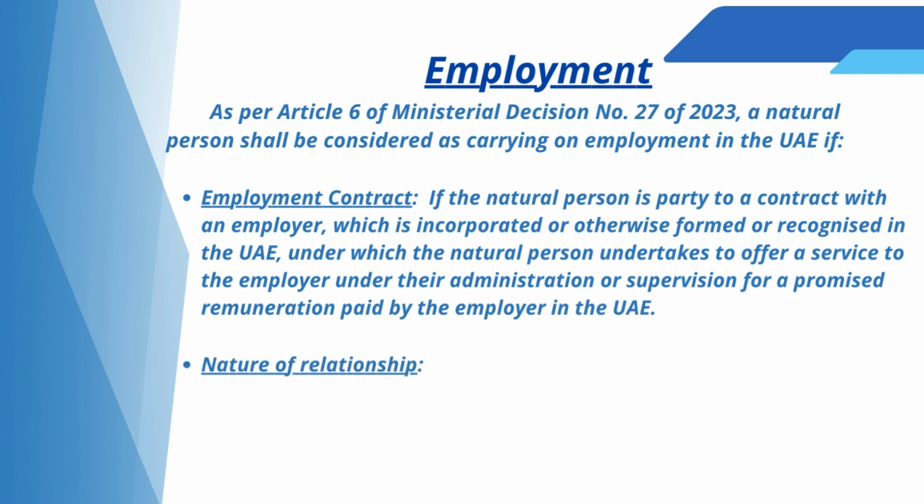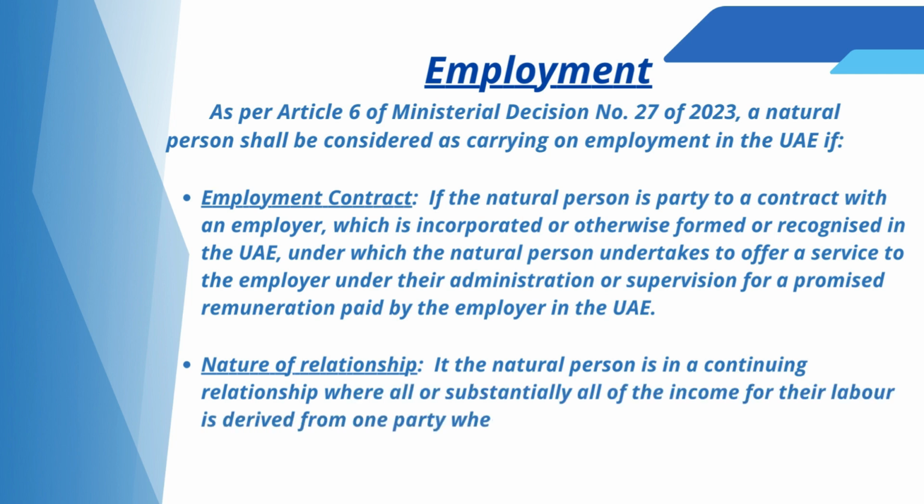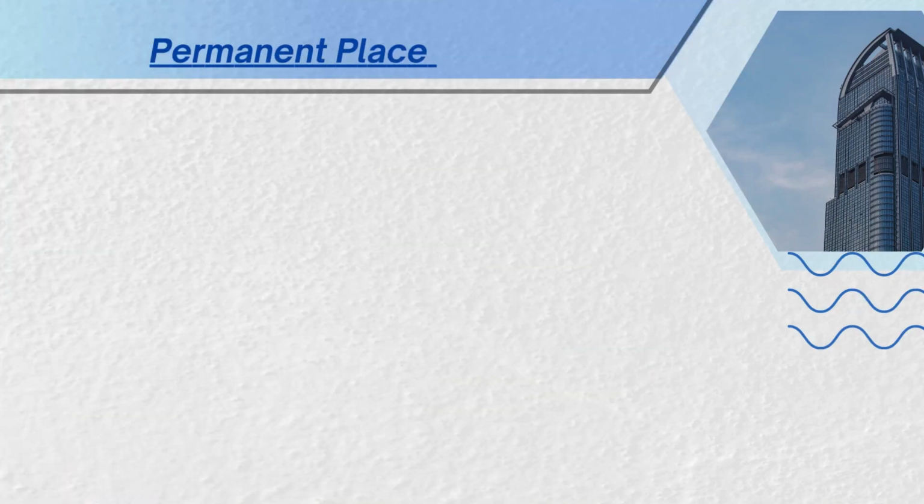Nature of relationship. The natural person is in a continuing relationship where all or substantially all of the income for their labor is derived from one party, whereby the income received constitutes remuneration for the labor performed in the UAE.